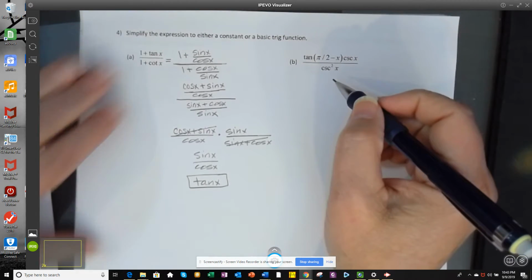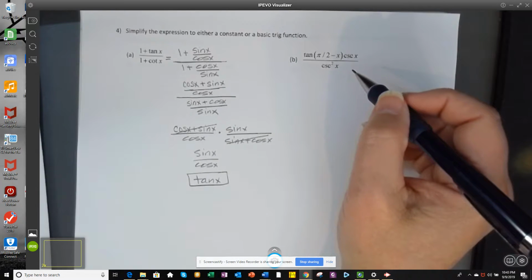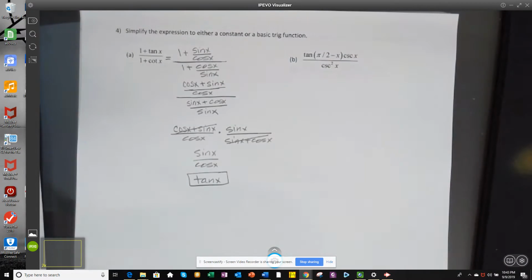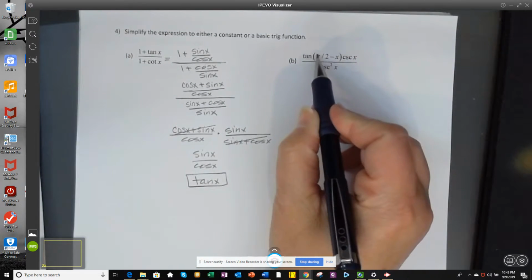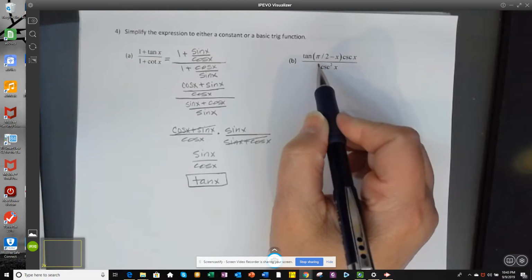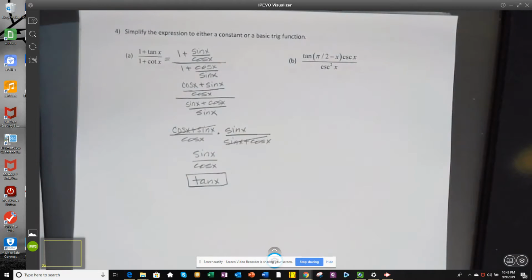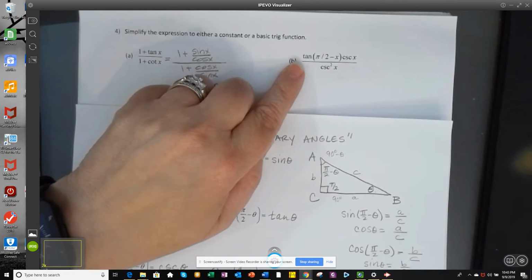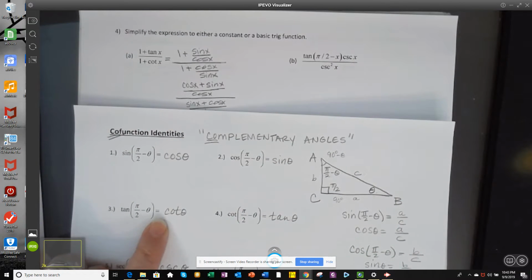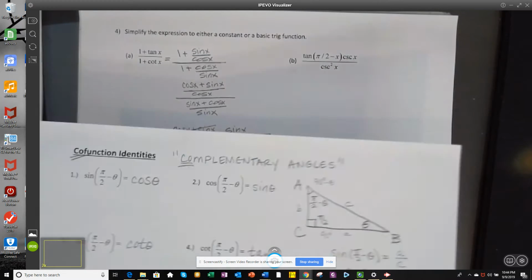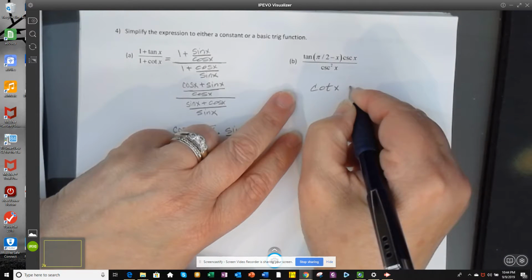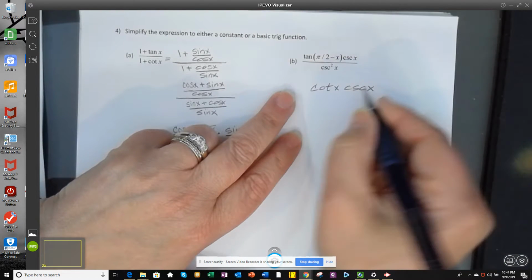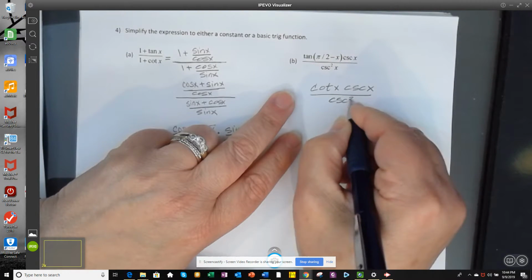All right, this next one. Let's see, what can we do? Well, seeing this is a clue because that's a cofunction identity. And what is the tangent of pi over 2 minus x equal? Well, let's go back. I got to find my sheet over here. The tangent of pi over 2 minus x is equal to the cotangent of x. All right, so we're going to change that. So this is the cotangent of x times the cosecant of x all over cosecant squared x.